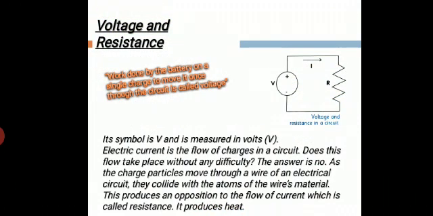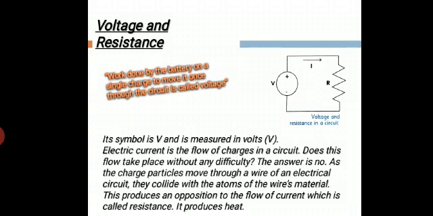Voltage and resistance. Students, what is voltage? The work done by the battery on a single charge to move it once through the circuit is called voltage. Its symbol is V, and it is measured in volts. Electric current is the flow of charges in a circuit. Does this flow take place without any difficulty?